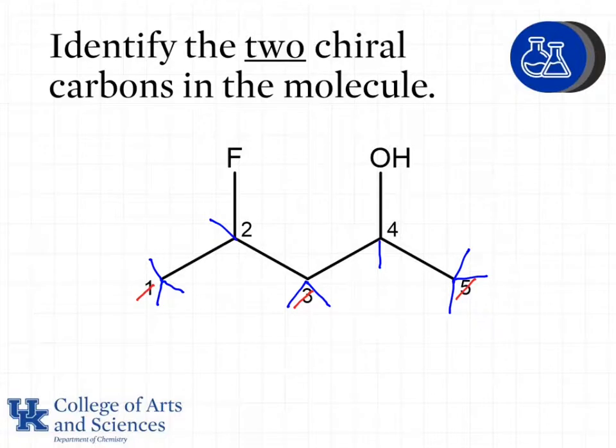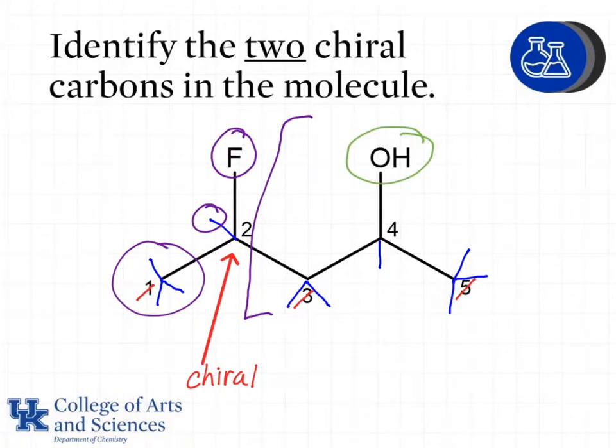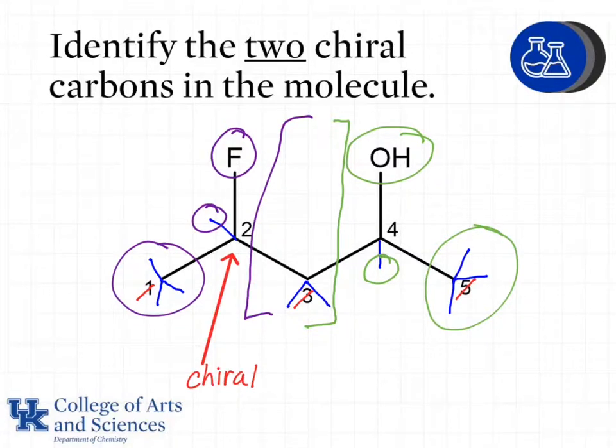When I look at carbon 2, I see that it has a fluorine group, hydrogen group, CH3, and the entire rest of the molecule to the right of carbon 2 as its last group. Therefore, this will be a chiral carbon. Now I'm going to look at carbon 4, and I see that it has an OH group, a hydrogen group, a CH3 group, and the rest of the molecule to the left of carbon 4. Because I have four unique groups attached, I also have a chiral carbon.